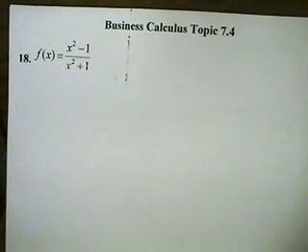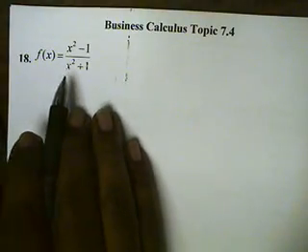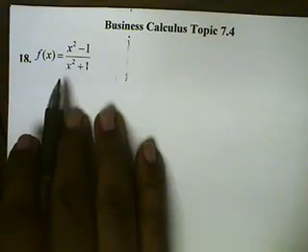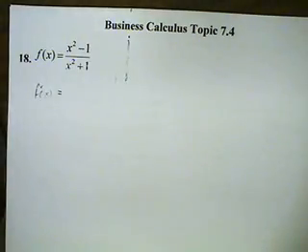Business Calculus 7.4. Okay, we have a graph here, and we want to find the max, the mins, the inflection points, the concavity, everything about this. So let's start off with taking a derivative. To take a derivative, we're going to need to use the quotient rule.